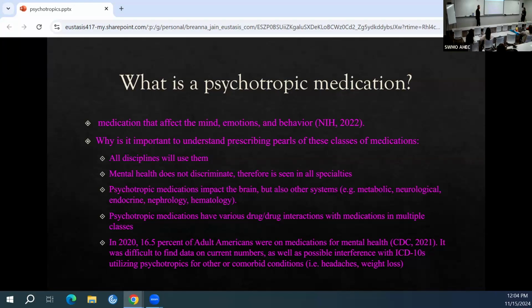Anything on psychotropics, you just need to know pharmacokinetics and pharmacodynamics. Pharmacokinetics is what the body does to the drug. Pharmacodynamics is what the drug does to the body.